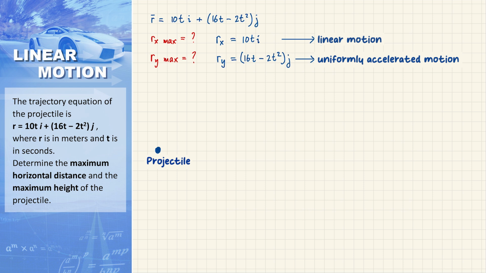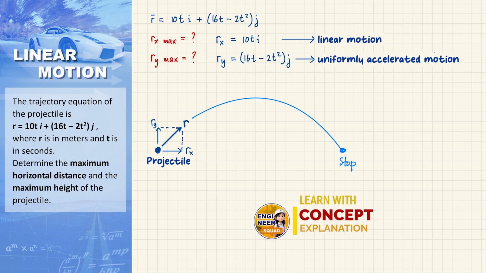Let's draw an illustration of this problem. The projectile has a motion r, where r consists of motion along the y-axis, ry, and motion along the x-axis, or rx. The projectile will follow the blue trajectory and eventually return to the ground, where it will come to rest. The distance from the initial position to the final position is the maximum of Rx.